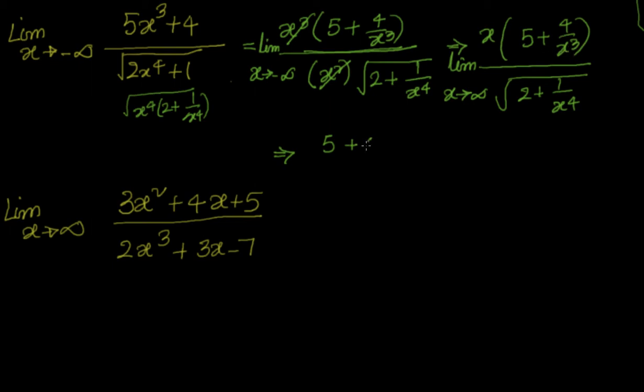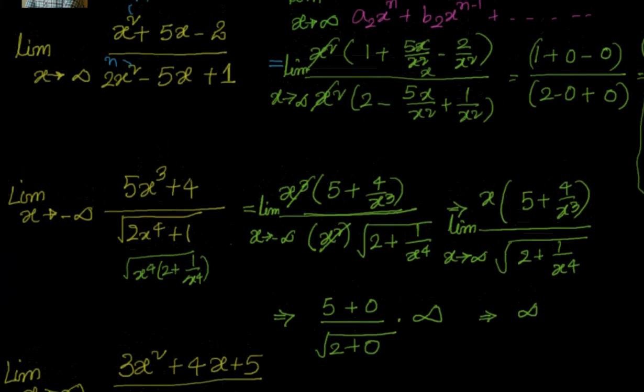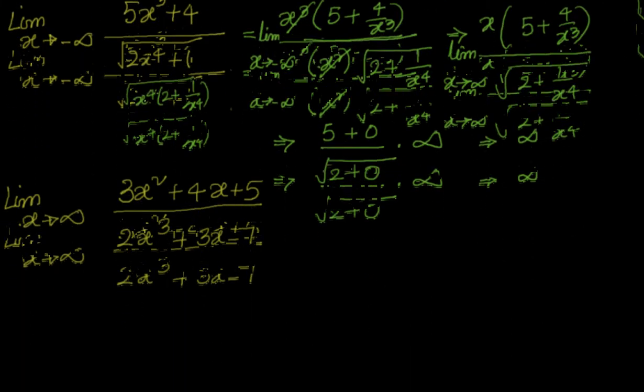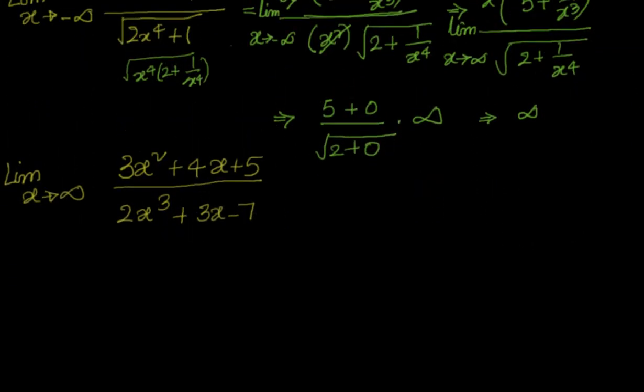1 by x cube tends to 0. So this will become 0 divided by square root of 2 plus again 0, but this is multiplied by infinity. So that's nothing but equal to infinity. So this is the case where m is greater than n. The above one is the case where m is equal to n. That's why we got the answer as a1 by a2. Here m is greater than n.